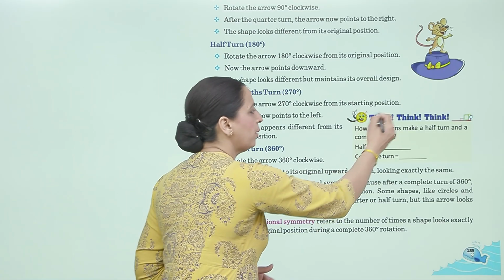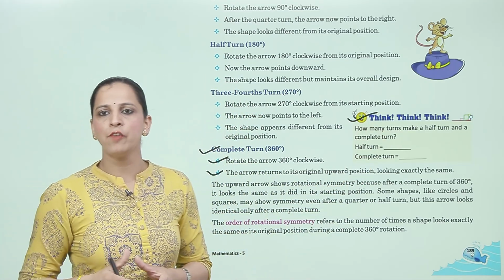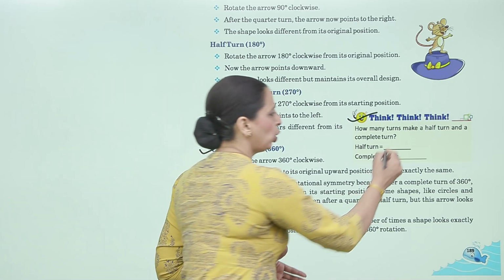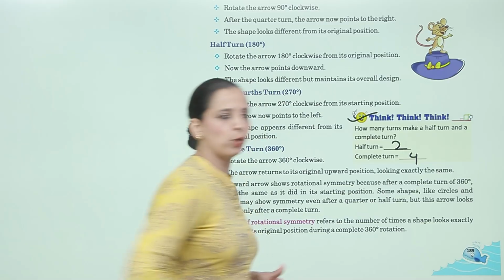Now think. How many turns make a half turn and a complete turn? That is 2 turns for a half turn, and 4 turns for a complete turn.